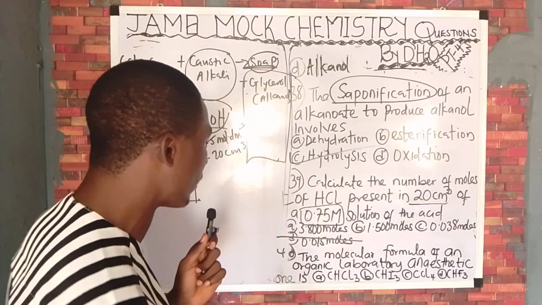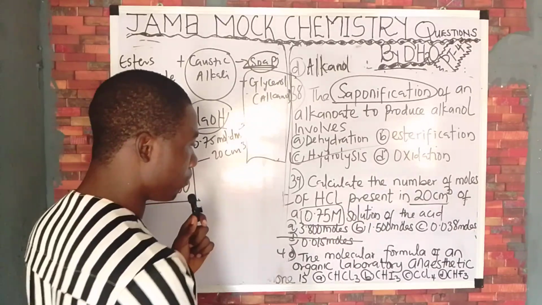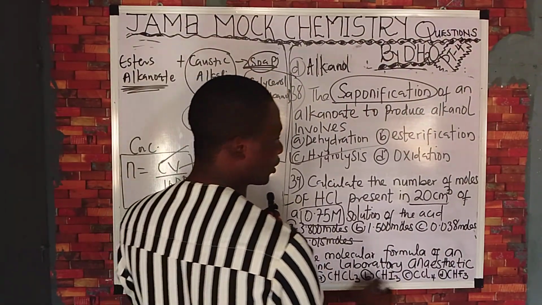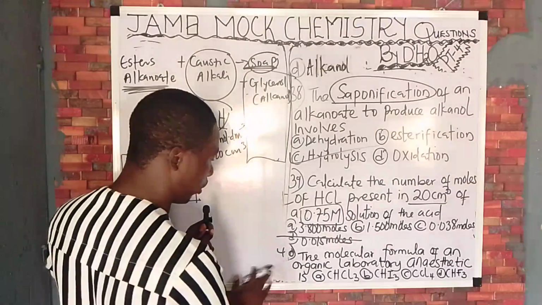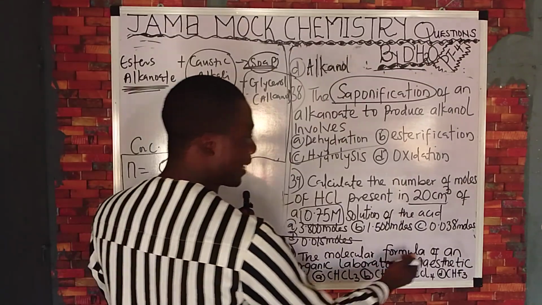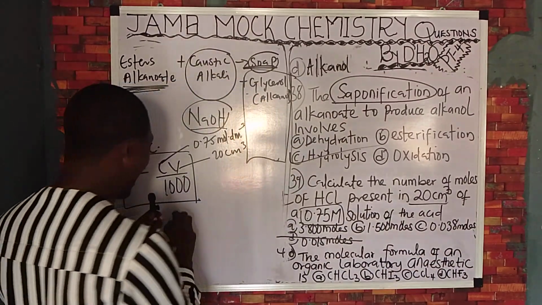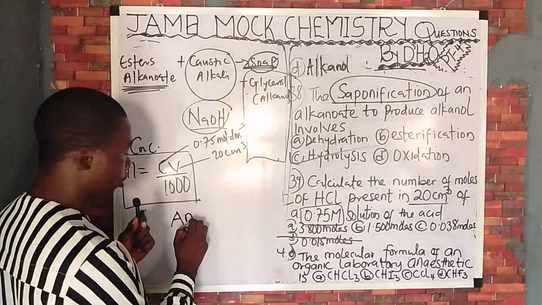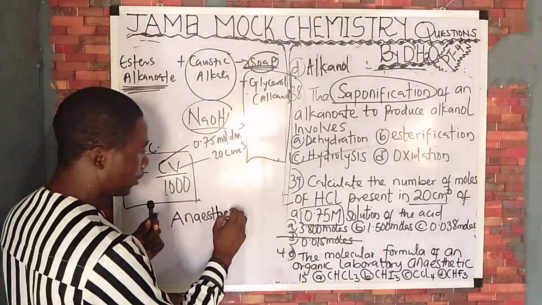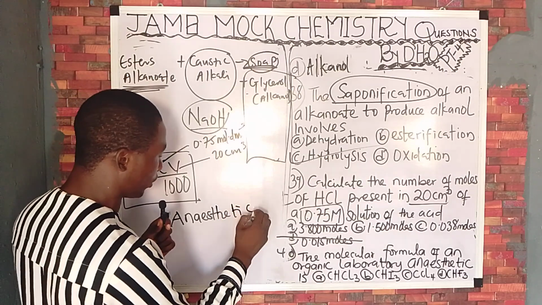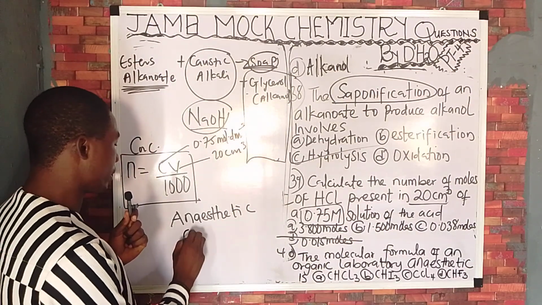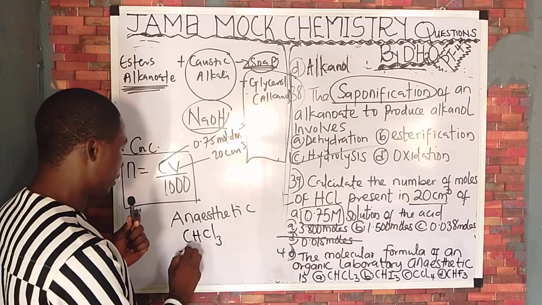The molecular formula of an organic laboratory anesthetic is what? Remember, your anesthetic are usually used in surgical operation. And this anesthetic is also called chloroform, which is CHCl3.